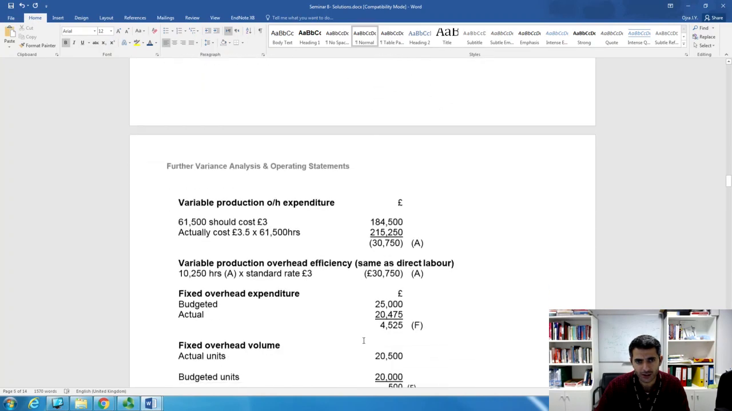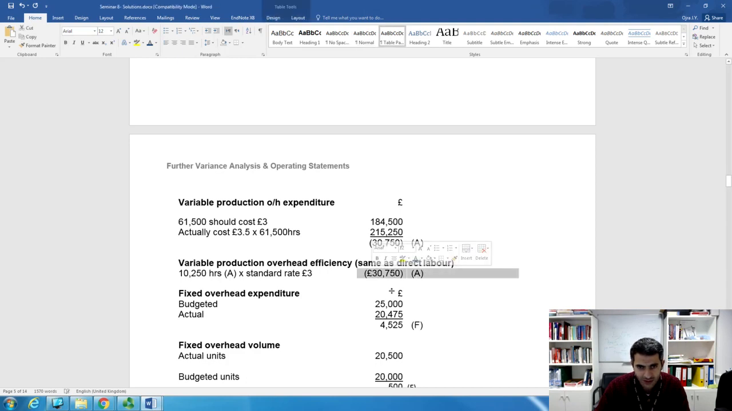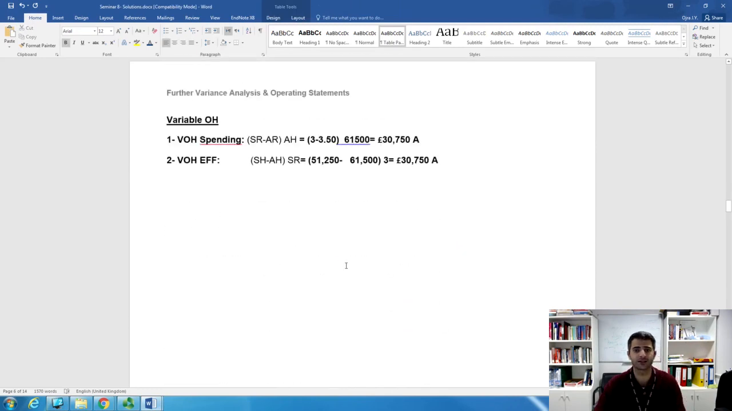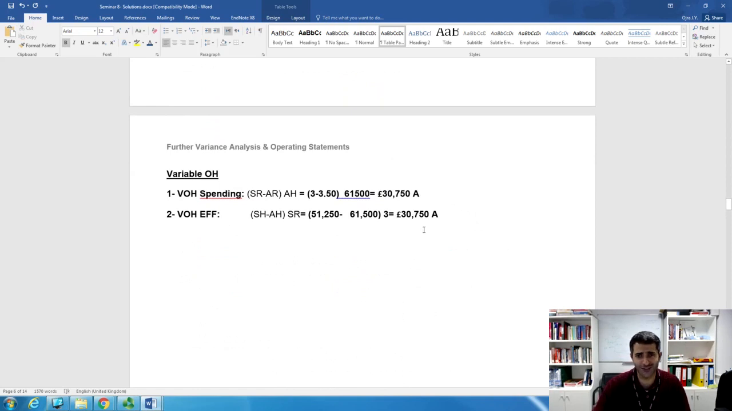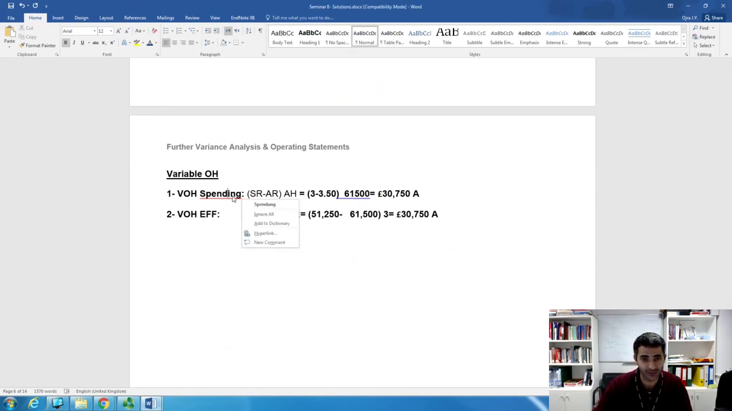Variable production overhead efficiency. Yeah, the same. That's right. This is 30,750 pound, and this is 30,750 pound. So don't be surprised, guys, if you have the same answers for the same variances. That's interesting.